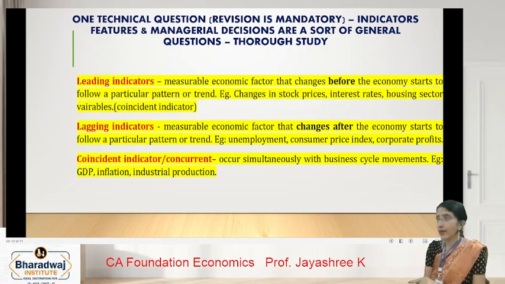While indicators is a technical question, features and managerial decisions are a general type of question. They are not very technical points. You yourself can understand the operation of the trade cycle from the statement they have given, and you can reply to that. Is that clear? So remember the phases, and the 3 definitions which you took down, are very important. Indicators is a technical question. Unless you study, you can't do it. And for features and managerial decision making, just go through and take a glimpse.